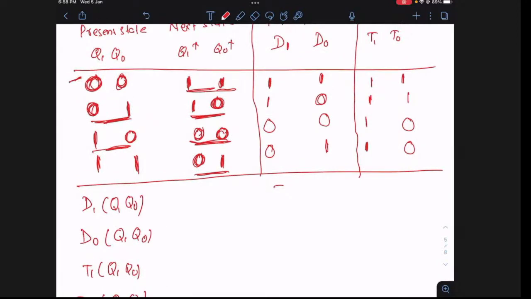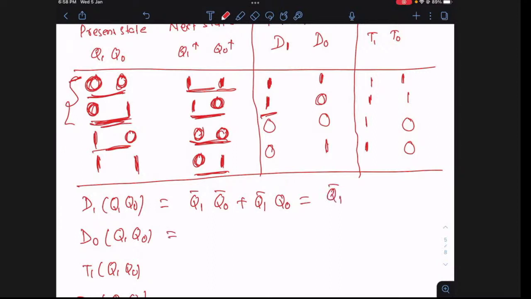So D1, if I check, these are the two rows that we should concentrate on, that is 1 and 1. So D1 in terms of Q1, Q0, if I write, is Q1 bar Q0 bar plus Q1 bar Q0. For this one you get Q1 bar Q0 bar, for this one you get Q1 bar Q0. So if you simplify this, you get Q1 bar.